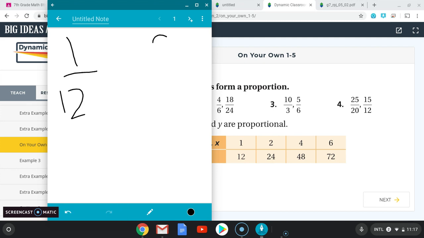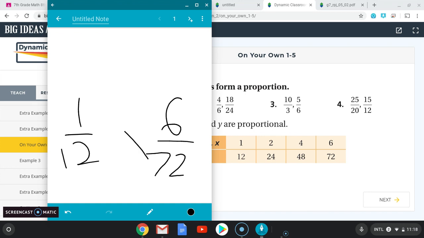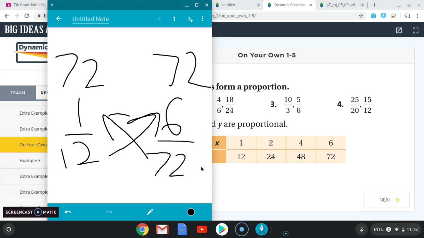1 over 12 and 6 over 72. I cross, let me draw that lower. 1 over 12 and 6 over 72. All right. 72 times 1 is 72, and it turns out that 12 times 6 is also 72. So we could say that this whole table is proportional. If these two numbers turned out to be different, it wouldn't be.